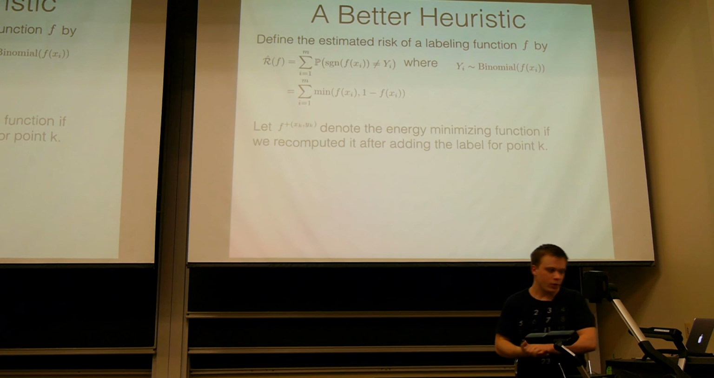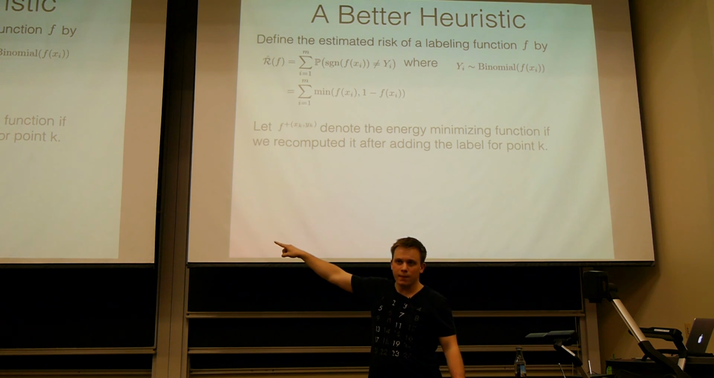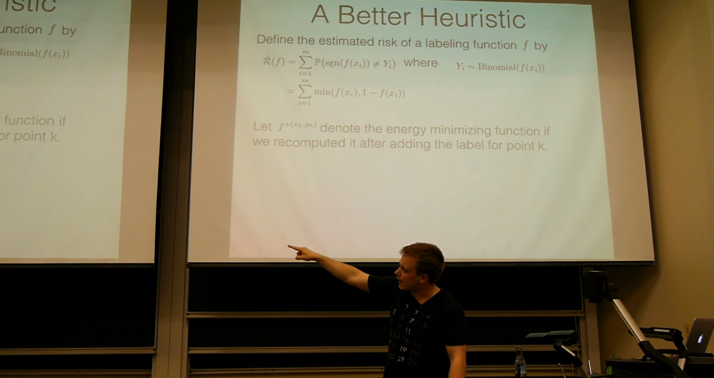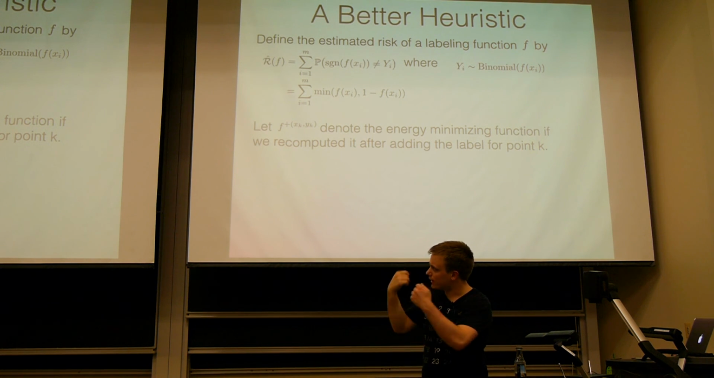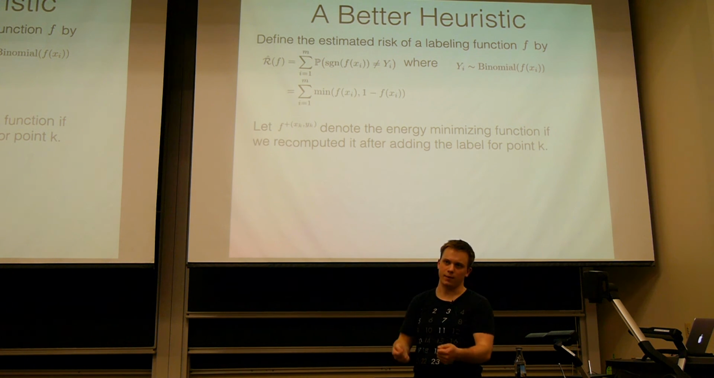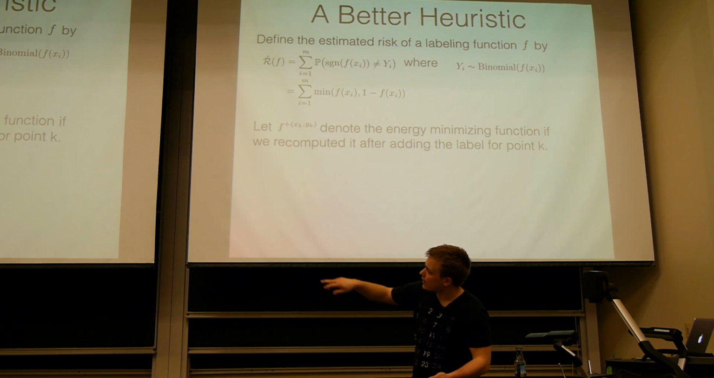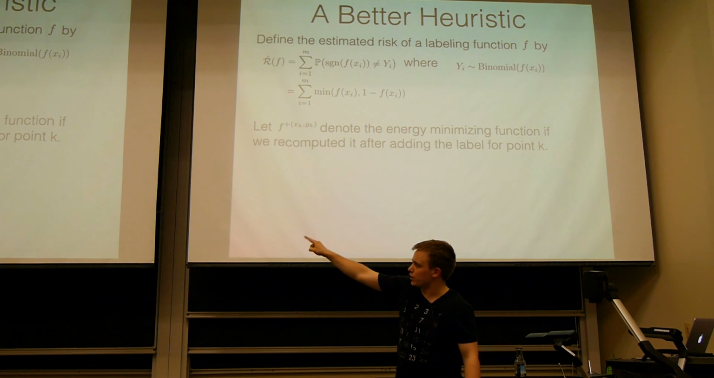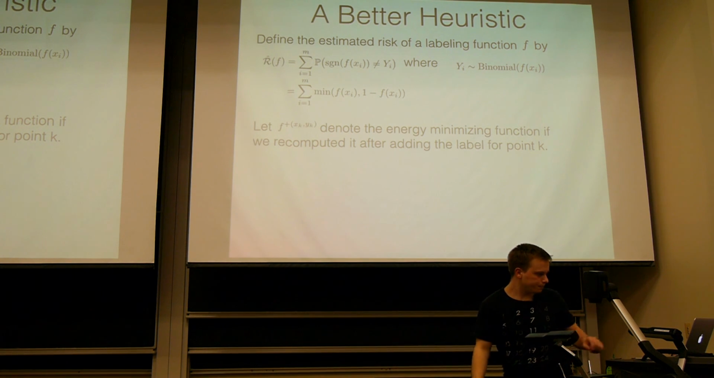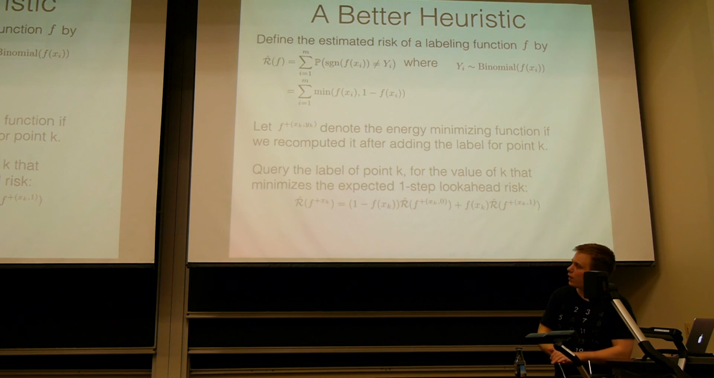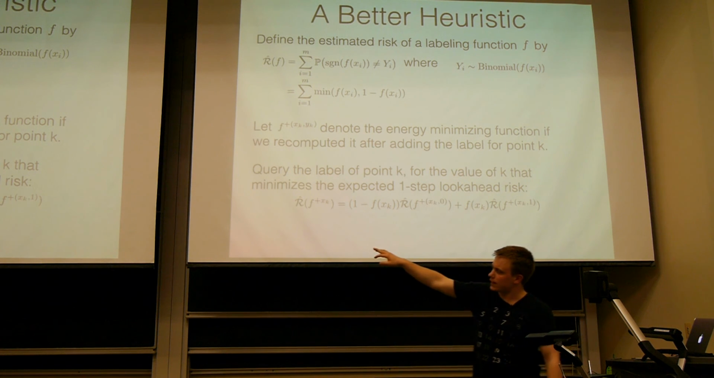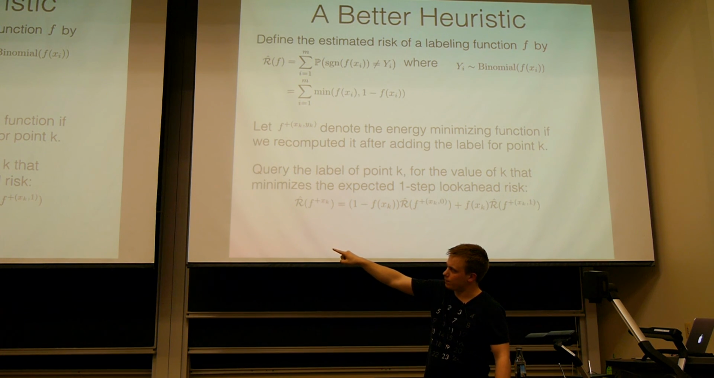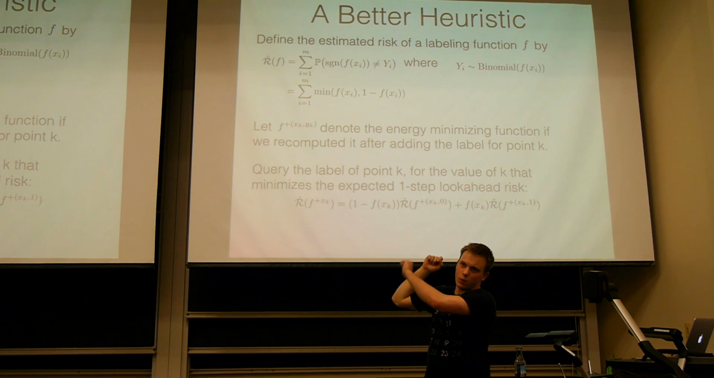Okay, now we're going to let f plus (xk, yk) be the labeling that you would compute if you had added the label for point xk. So you add in the label for this point, then rerun the harmonic energy minimization algorithm, and it gives you a new labeling, and we'll use this notation for that labeling. Then we're going to ask the expert. Ideally, we'd like to ask for the label for point xk that minimizes the risk of f plus (xk, yk).